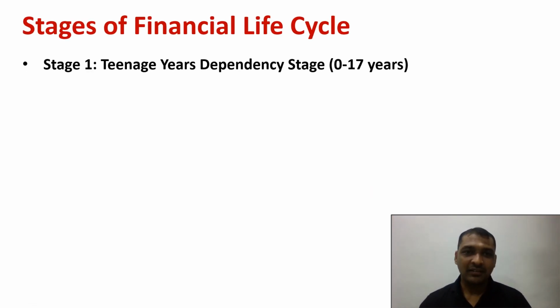Stage 1 is the teenage years, or what we call the dependency stage. For most people, this stage of the financial life cycle is where they start to learn how to manage their money and plan their spending. These years are spent on learning the basics of money, finishing college, and preparing for higher education and future employment. Many college students work part-time to have money for personal expenses such as fashionable clothing or the latest gadgets.